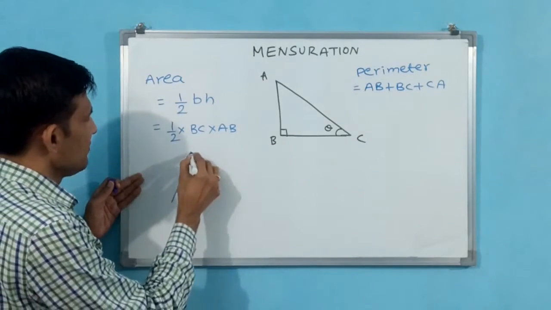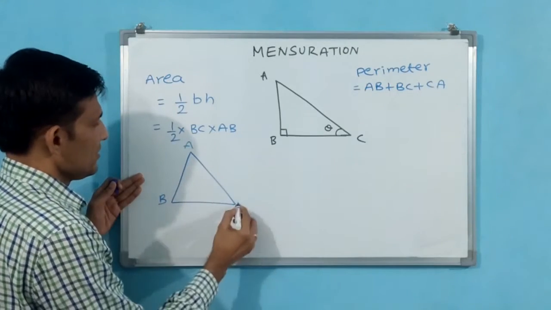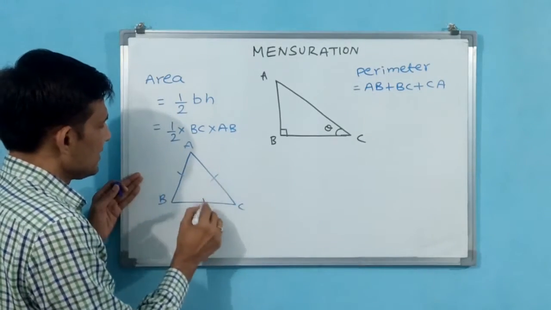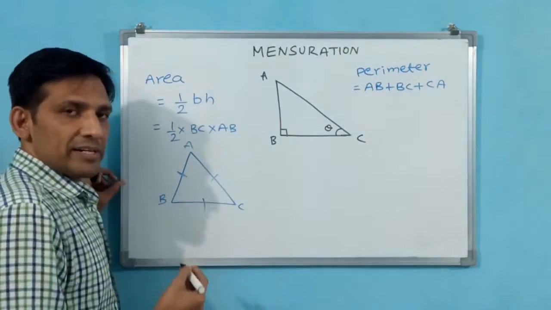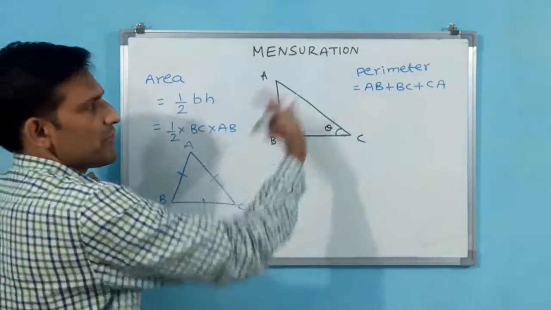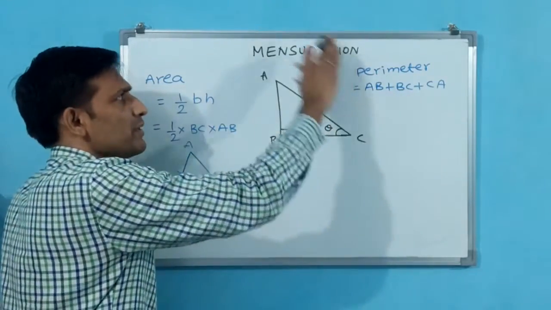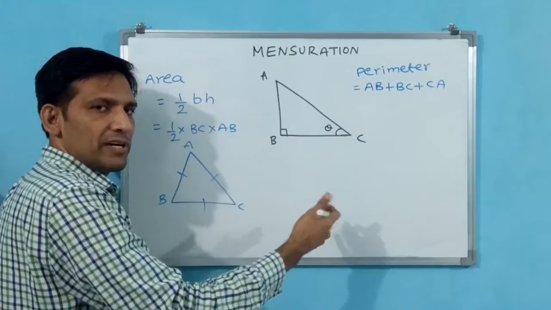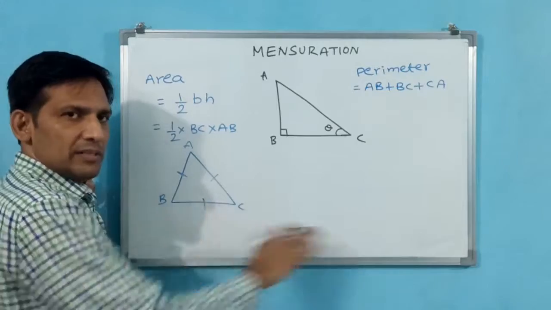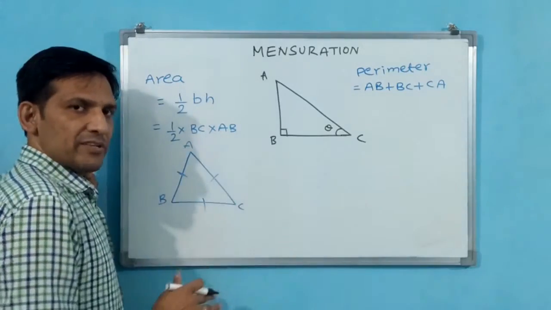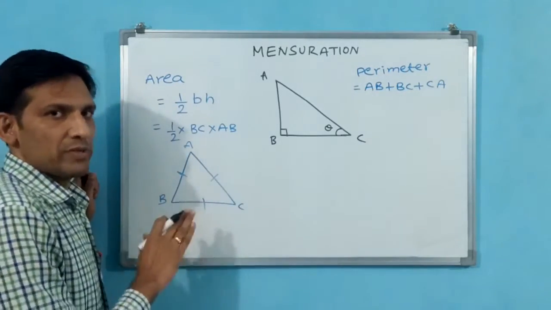See, this is an equilateral triangle, A, B, C. Equilateral triangle means like this: all sides are equal. For the equilateral triangle perimeter, see, for all triangles, perimeter is like this only: AB plus BC plus CA. I will not tell again for equilateral triangle, isosceles triangle, scalene triangle and all. All perimeters are the same. We will see different areas. How are we going to find them? See, the area formula is this only, but how to find height or base we will see.